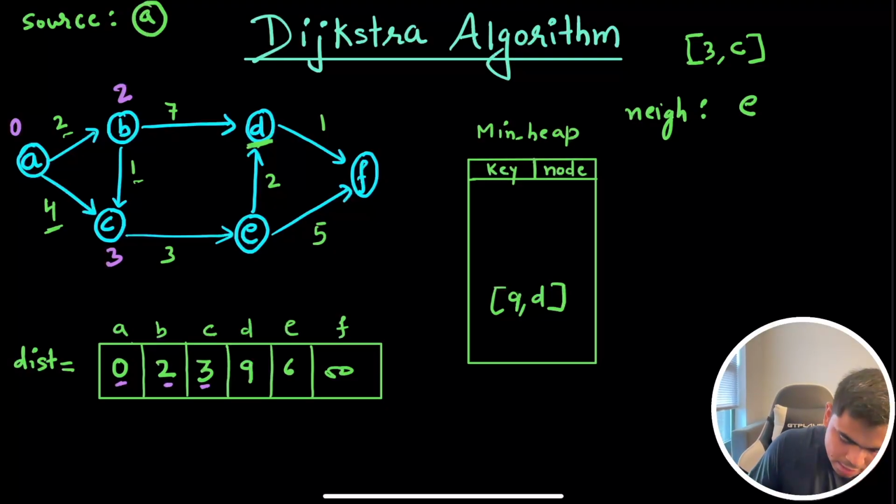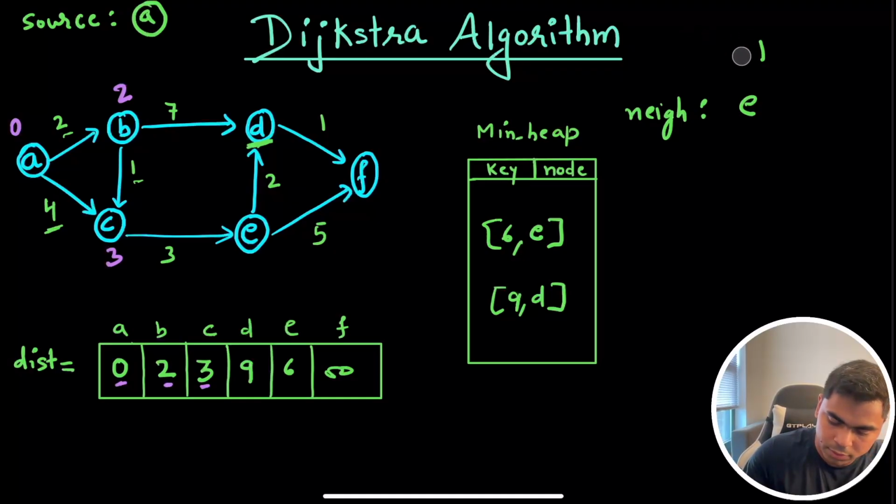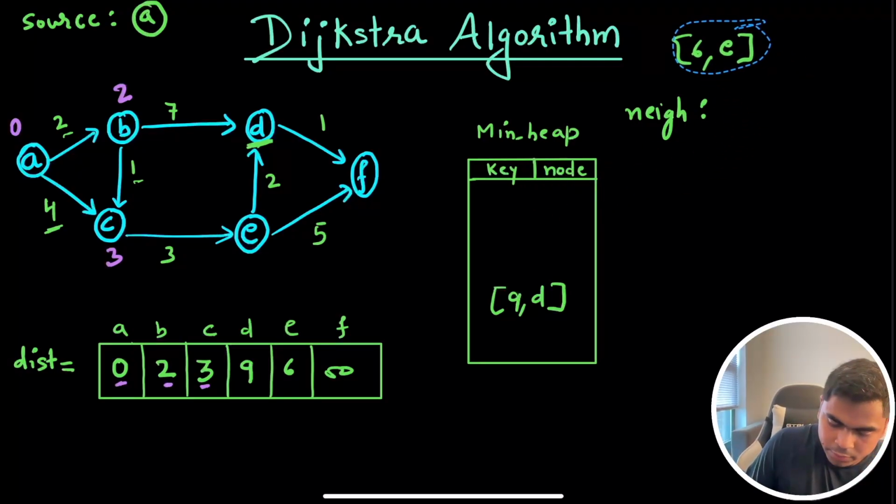So 6, and then I will also append that to my priority queue, which is E. Okay, now I'm done visiting all the neighbors of this. So let's remove this. Then I'm going to pop the next element. Right now the value 6 is smaller than 9, so I'll pop E. What are the neighbors of E?